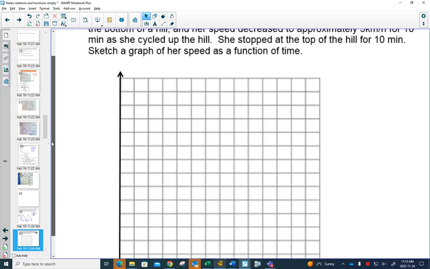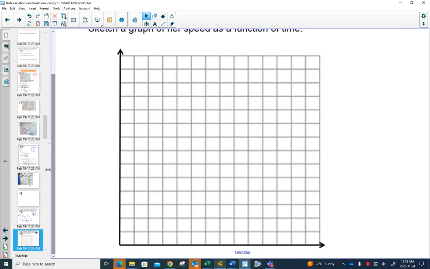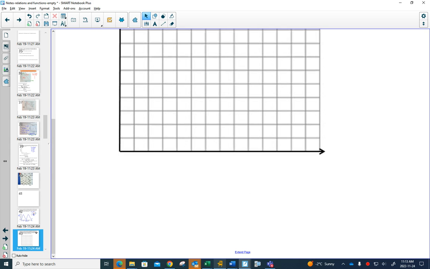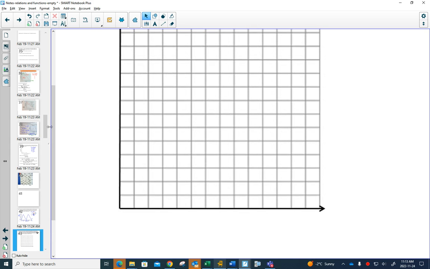Okay, there's a lot of information here. So first of all, we need to decide what we're going to put on the y, what we're going to put on the x. The x one is our independent, the y one is dependent. So in this case, what depends on what?